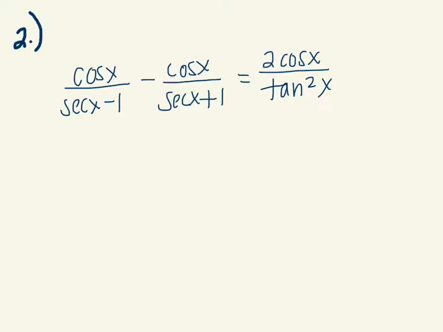We're going to do this by multiplying the left fraction by secant x plus 1 over secant x plus 1, and the second fraction by secant x minus 1 over secant x minus 1. Or in other words, we're multiplying each fraction by a fancy form of 1 in order for them to have the same denominator.